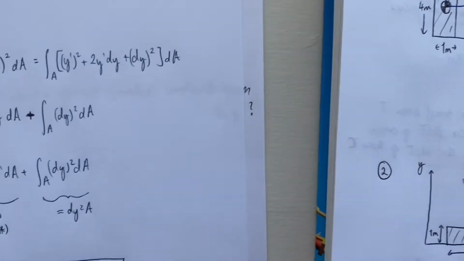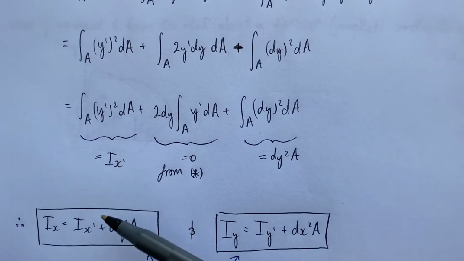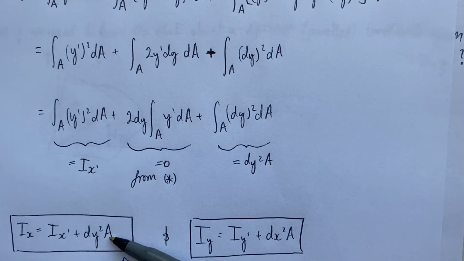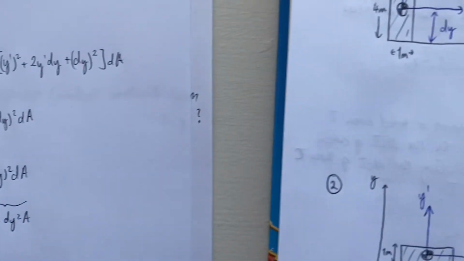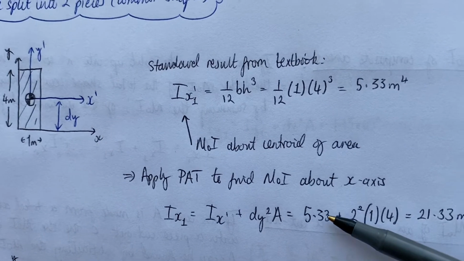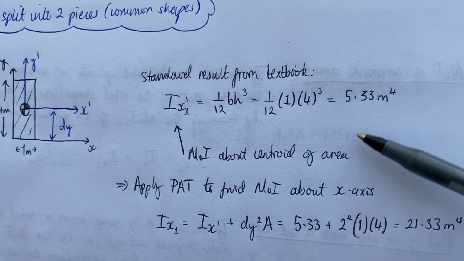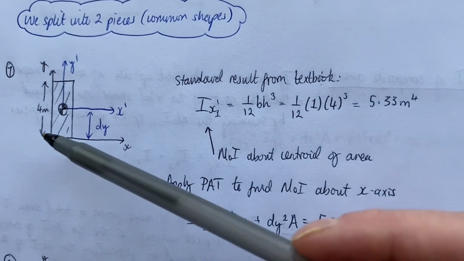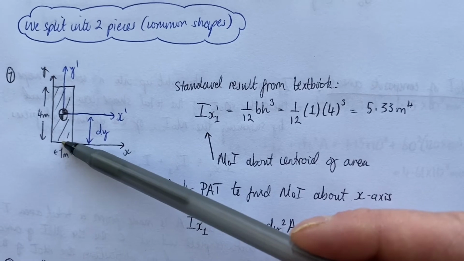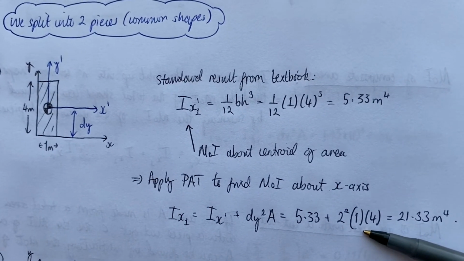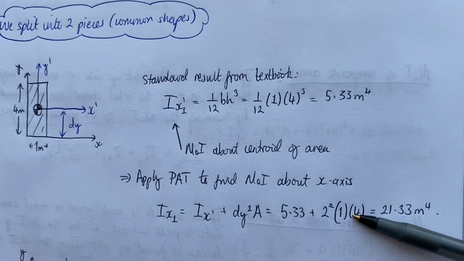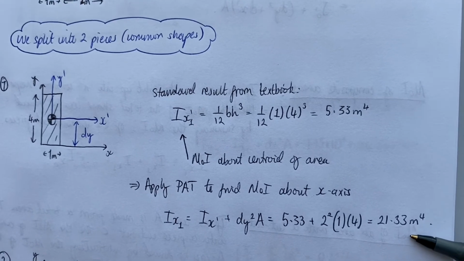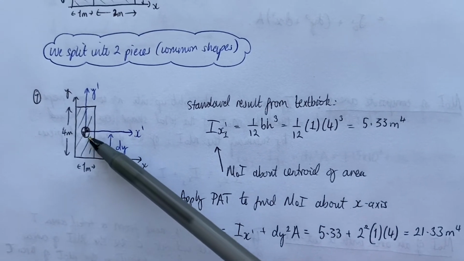So you'll remember from what we just discussed, we take the moment of inertia about the old coordinate system and add it to the shift squared multiplied by the area. In this case, this is the result that we found using the information from the textbook. The shift is 2 meters, because it's half of the height, and the area of the rectangle is just the base times the height, right? So if I work that out, I should get 21.33 meters to the 4. So that's the first piece.